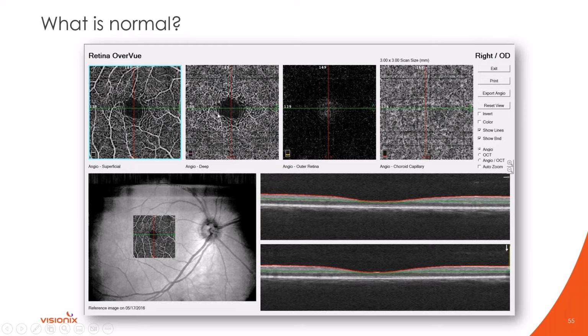You go a layer deeper to the deeper capillary plexus. And again, you can see these nice capillaries here. We're not seeing any capillary dropout. We're not seeing an enlargement of the foveal avascular zone. This looks perfect, nice and healthy.